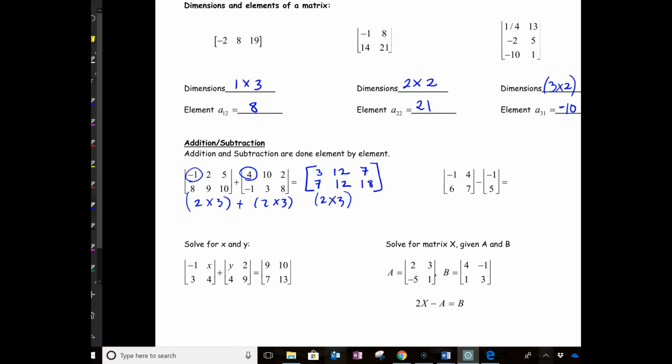Let's take a look at the next example. Subtraction is done element by element. This matrix is a 2 by 2. And then this matrix here is a 2 by 1, 2 rows, 1 column. Is it possible to subtract these two? No, because they're not the same dimensions.